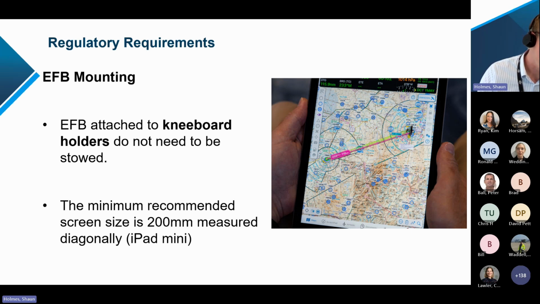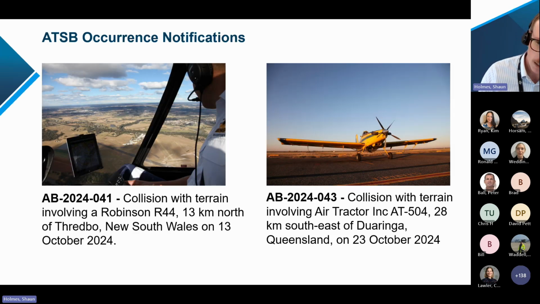We have a couple of occurrence briefs here to discuss. I can see a couple of questions coming in. I will probably just keep going for now and we'll get to those in a moment. So these are quite recent occurrence notifications. You can see on the left-hand side there with the R44, October last year, and with the air tractor again, October 2024. So a brief description of the R44 incident.